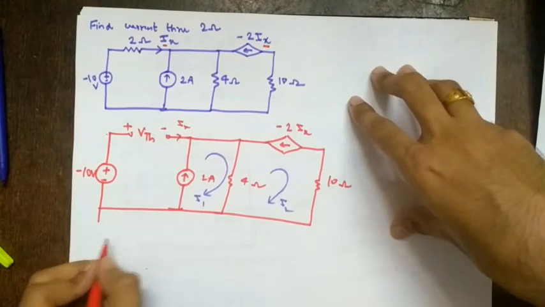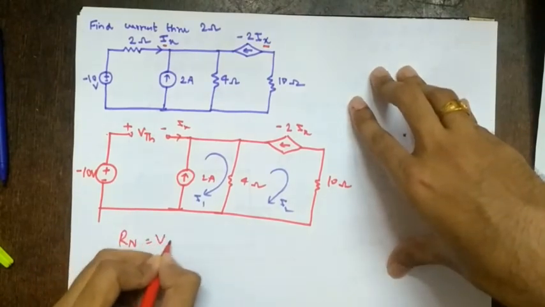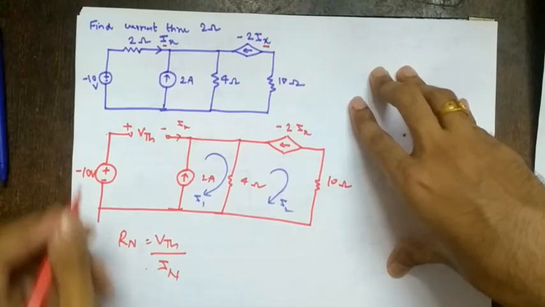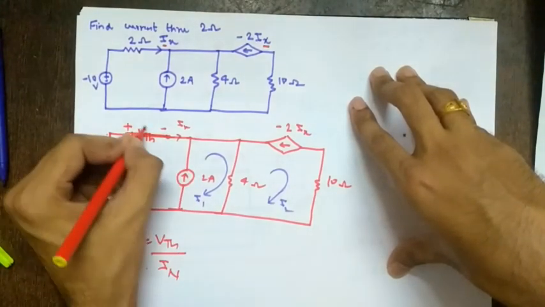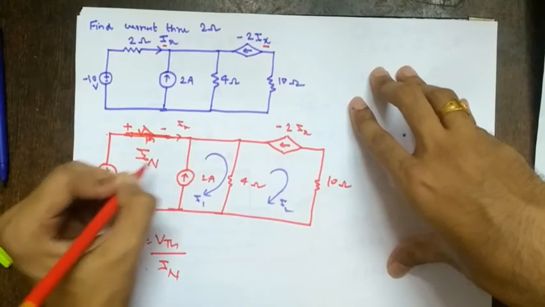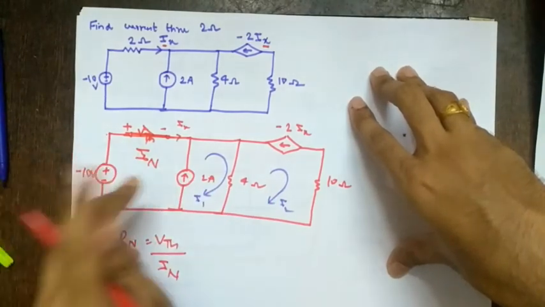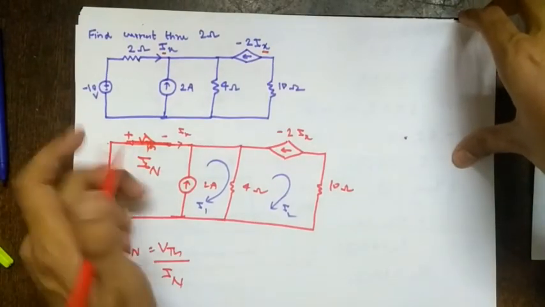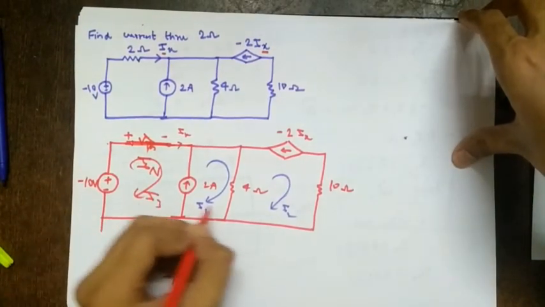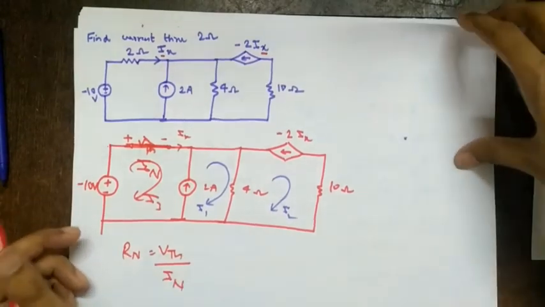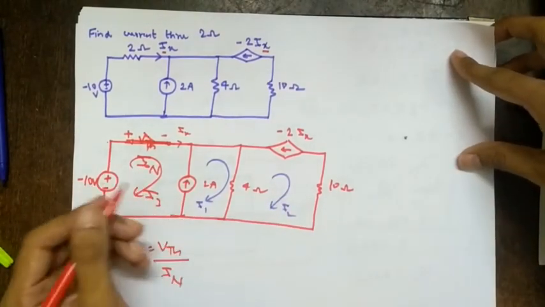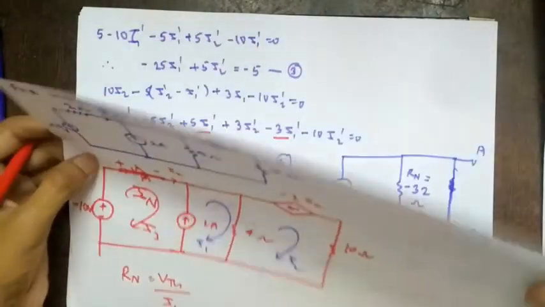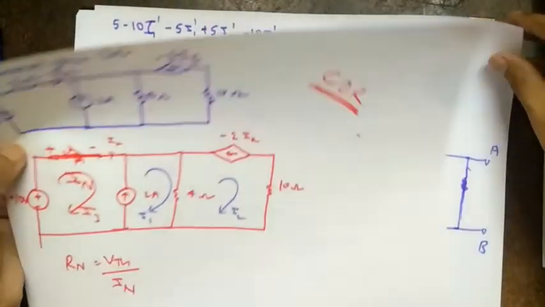Then what you will do, you will find RTH or RN. So RN is what? VTH upon IN. So for IN, instead of this, you will short it. And here you will find IN. So instead of 2 meshes, you will have 3 meshes. So 3 mesh currents, 3 equations. So you will find IN. It will be this current only, the current flowing through this loop. For example, I3, because this is I1 and I2. Then you draw the Thevenin's equivalent circuit and use the current division rule, which we have seen in the previous example. Okay. So this is the way you have to solve.